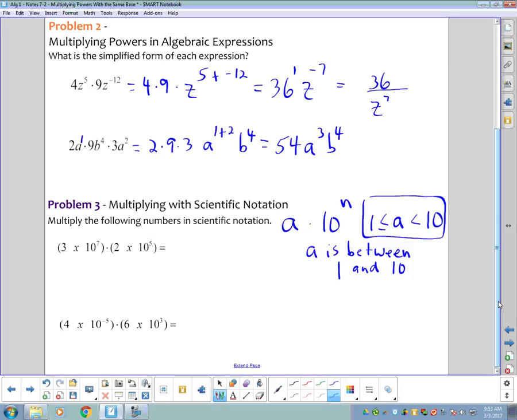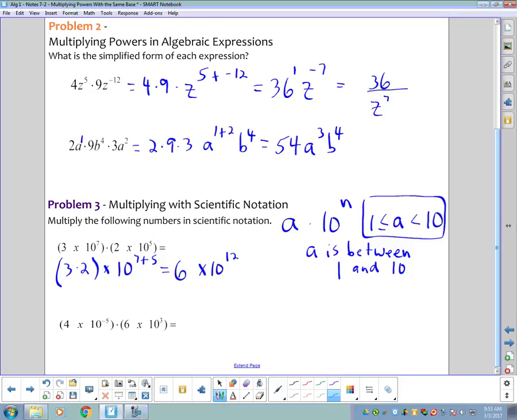So on this first scientific notation problem, do you see the 3 and the 2? That's kind of like the 3 and the 2 up here. We just multiply the 3 and the 2 together. So it's 3 times 2. But then, this is not an x, this is a times. 10 to the, what do you think we do with the powers on the tens? We add them, yeah. The bases are the same, so we're going to add 7 plus 5. So that gives me 6 times 10 to the 12th power. So it's a way to represent a 6 with 12 zeros behind it.